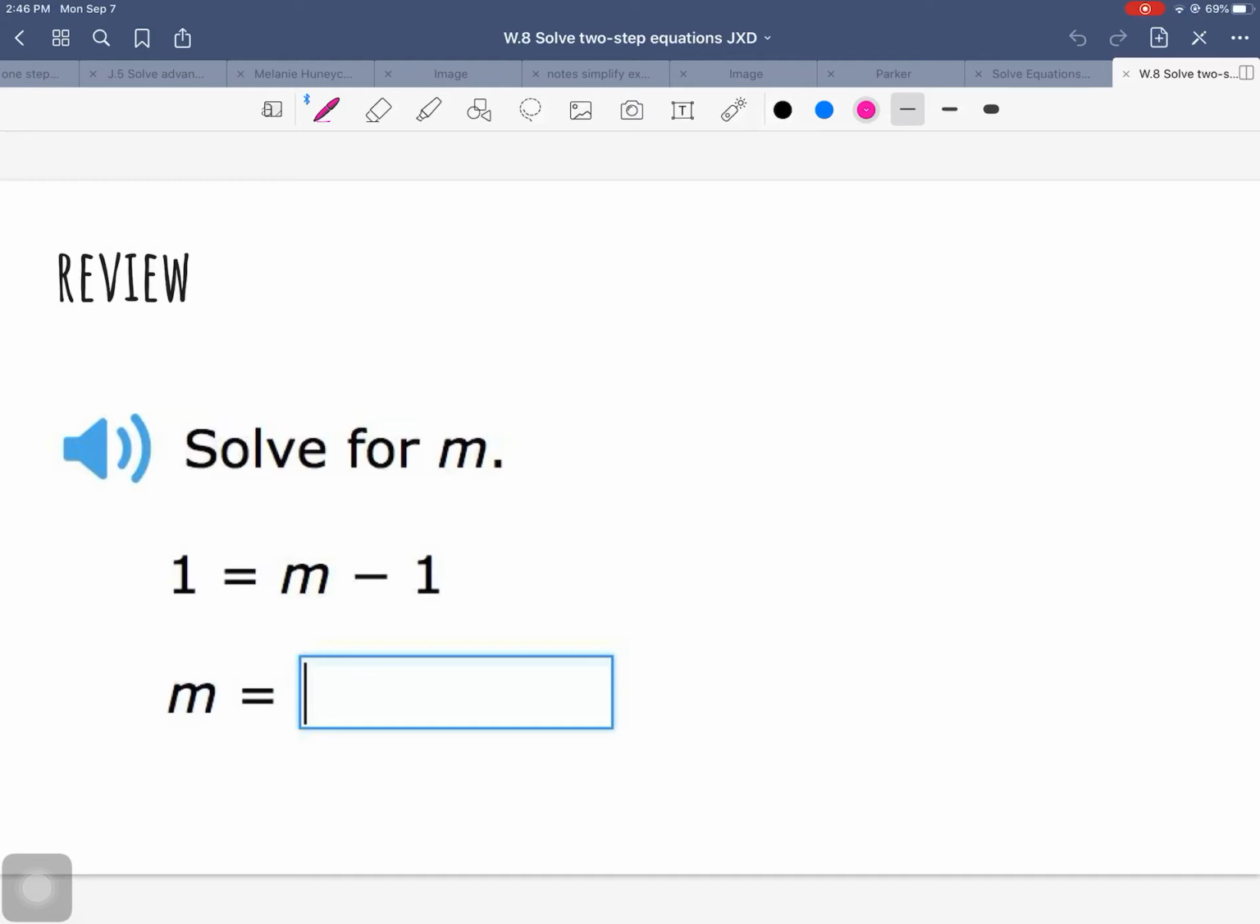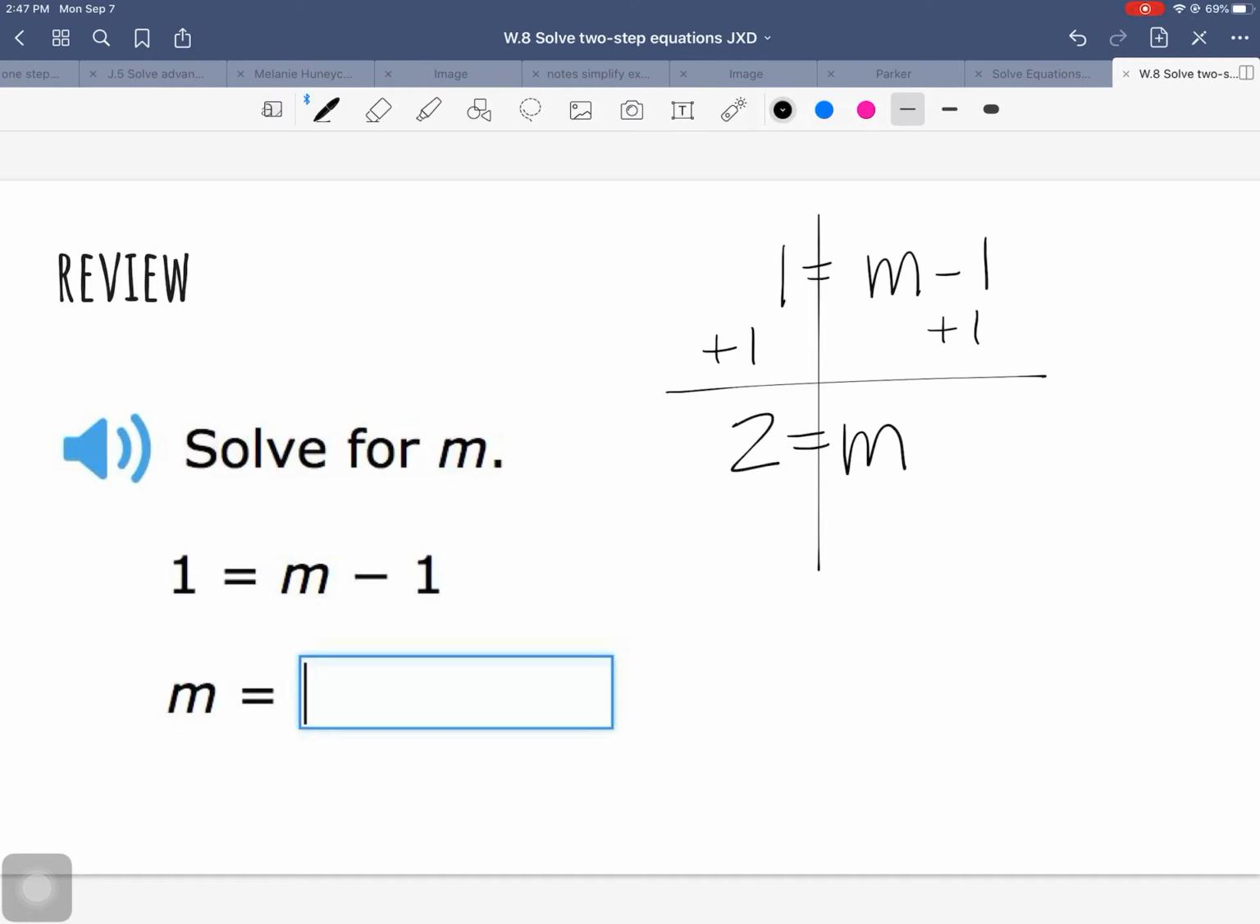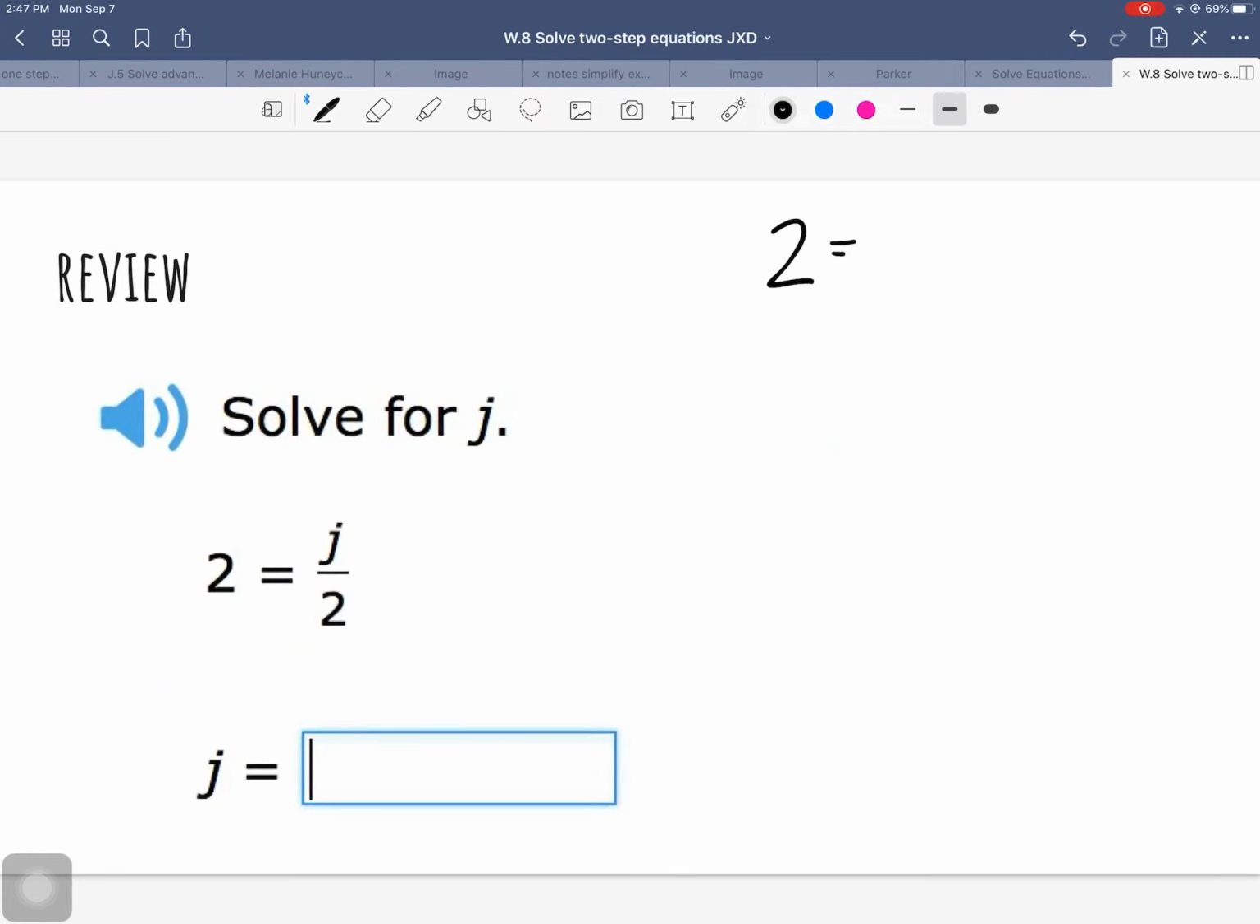Now we're going to do some review problems first. So we have 1 equals m minus 1. I'll draw my river. Add 1, add 1. 2 is equal to m, or m equals 2. All right, next problem. 2 equals j divided by 2. Draw the river. Now, j is being divided by 2, so the inverse operation is to multiply by 2. 4 equals j.